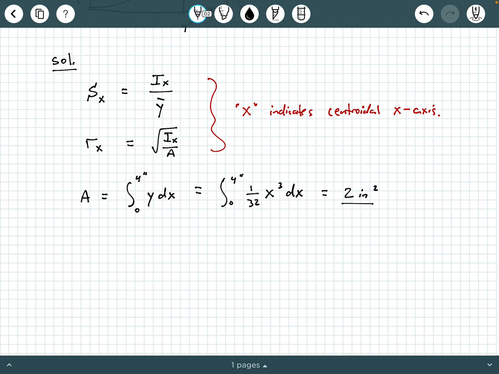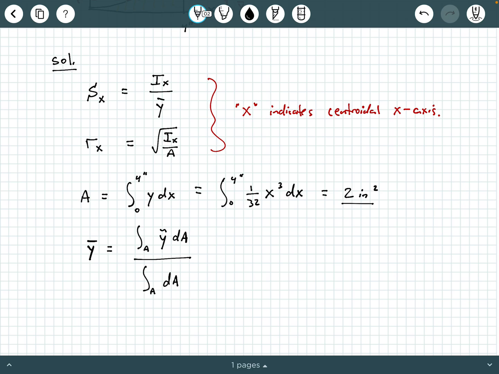So that is part of what we need. Here's the A right here, so we got that, no problem. The next thing we can get is y bar. If you remember from chapter 9, the integral form of y bar is the integral over some area of y tilde dA, divided by the integral over some area dA. That goes back to chapter 9.